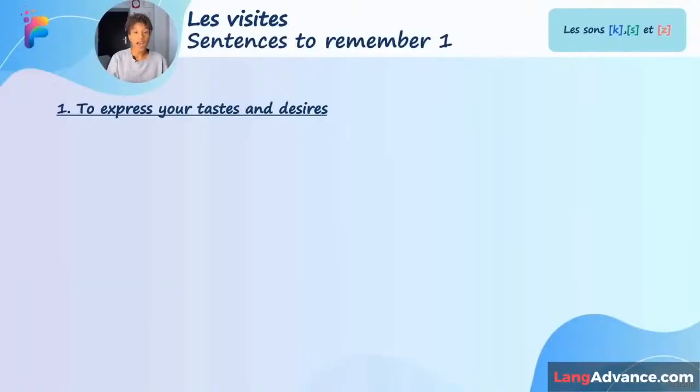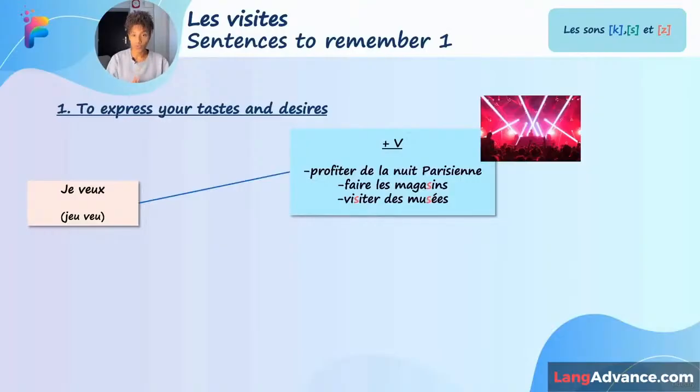Sentences to remember. How to express your taste and desires. First, we have je veux. Je veux. I want. And you will use it with a verb. For example, je veux profiter de la nuit parisienne. I want to enjoy Paris nightlife. Je veux faire les magasins. I want to do some shopping. Je veux visiter les musées. I want to visit museums.